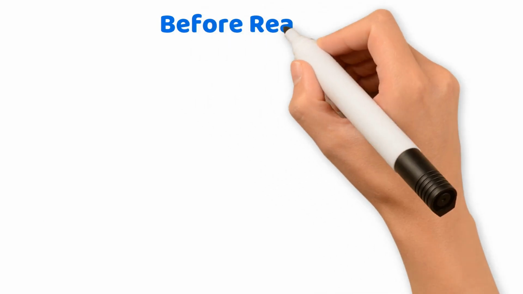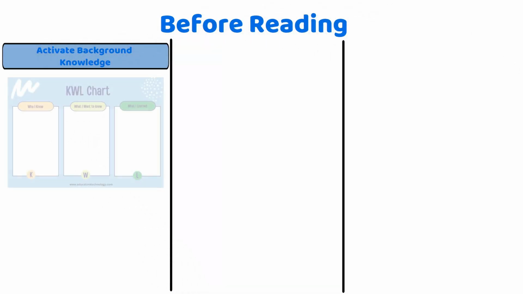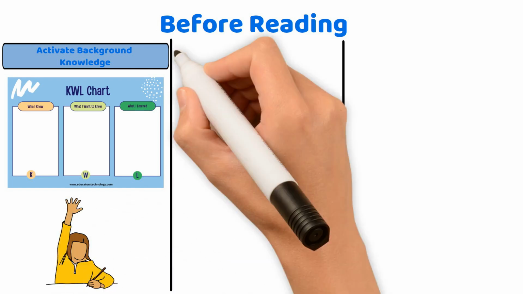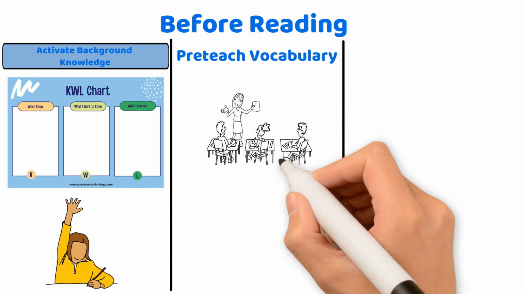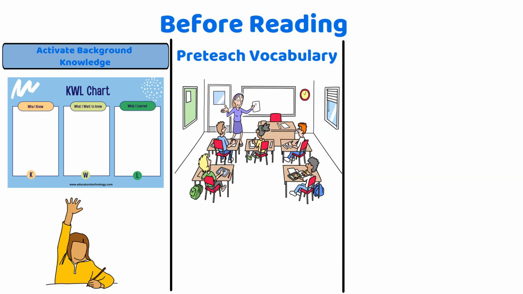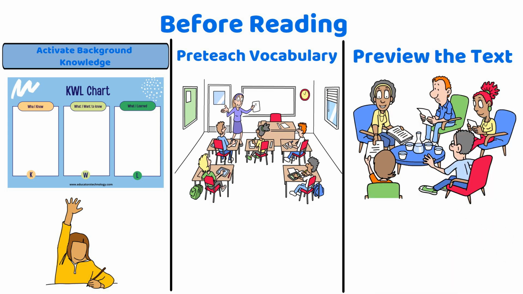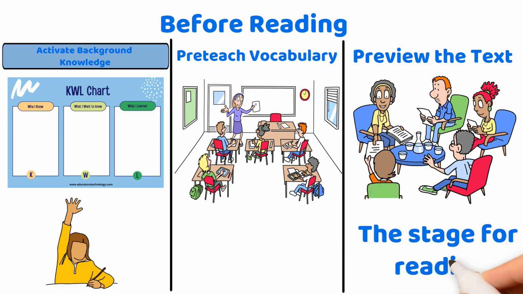Before reading, activate background knowledge. Use tools like KWL charts to connect new information with what students already know. Pre-teach vocabulary. Introduce critical vocabulary before reading to smooth the way for comprehension. Preview the text. Discuss the book's cover, blurb, and pictures to set the stage for reading.